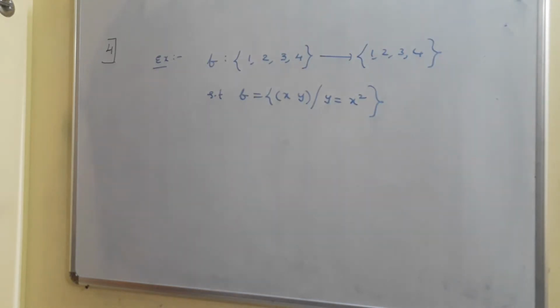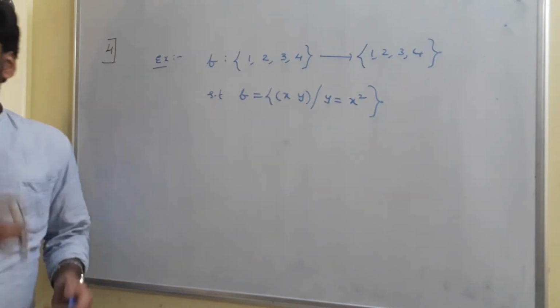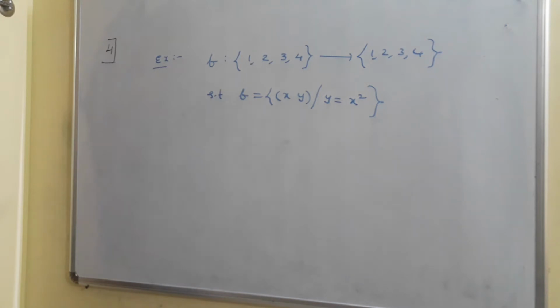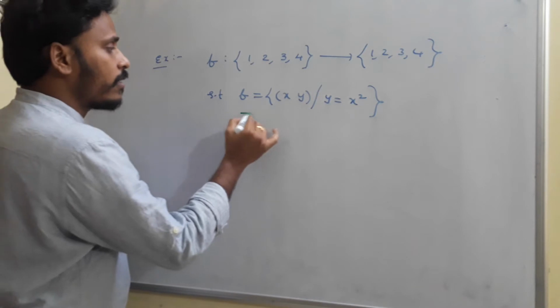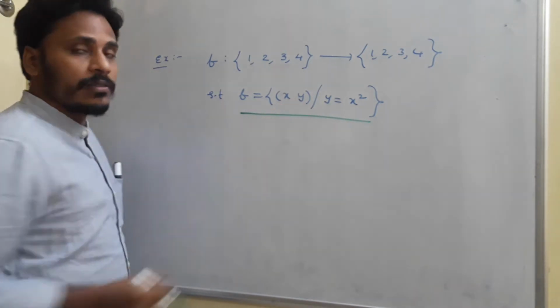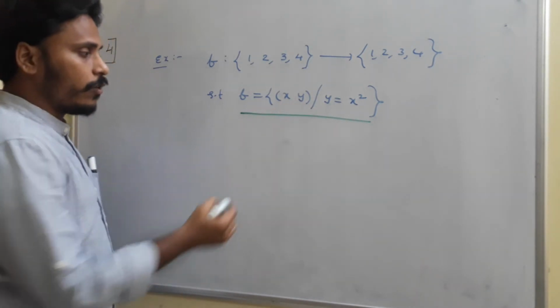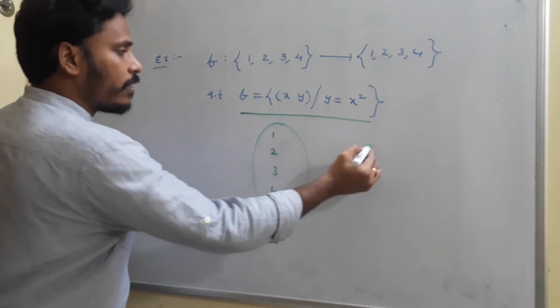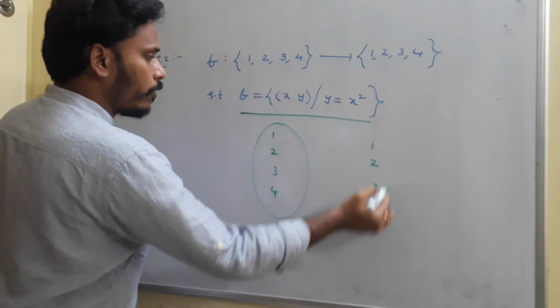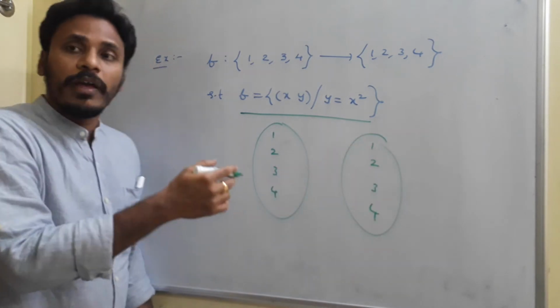If f is a function from the first set having elements 1, 2, 3, 4 to the second set having the elements 1, 2, 3, 4, such that f is defined as a set containing the ordered pairs (x, y) such that y is equal to x square. So first set 1, 2, 3, 4. Second set 1, 2, 3, 4. If we observe, there exist many relations.